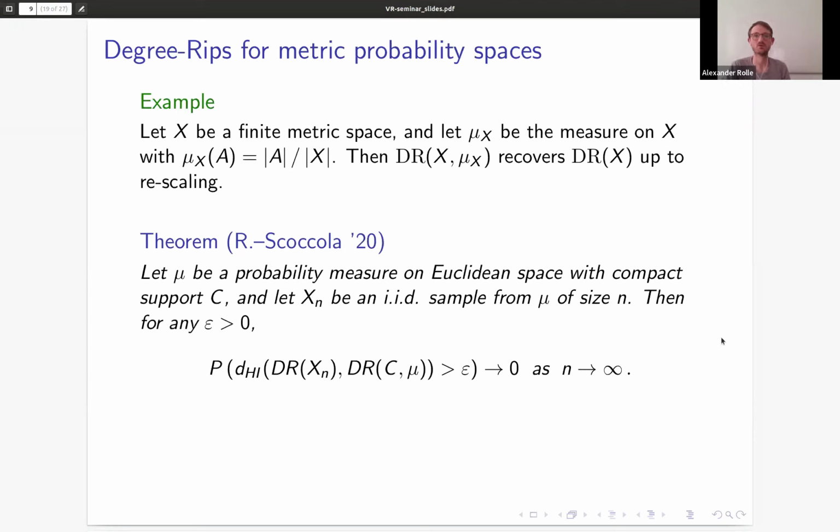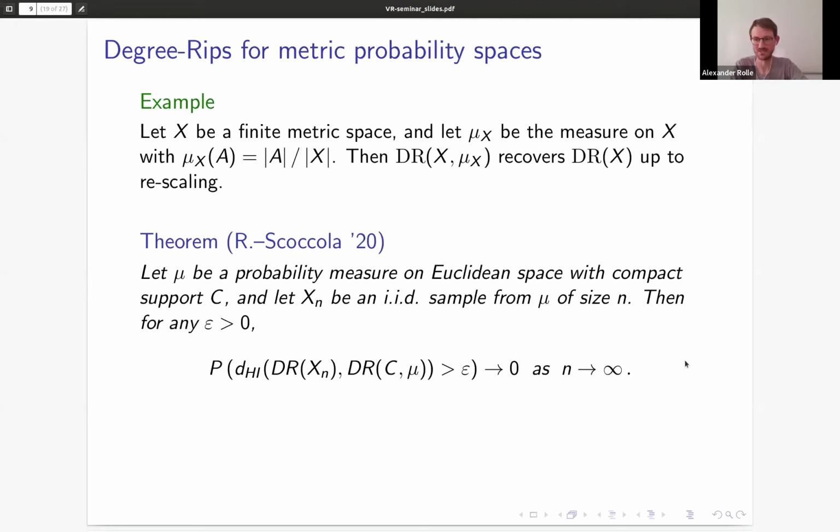And so this is one way to make precise what I said at the beginning of the talk, that the degree Rips complexes of a finite metric space reflect the underlying probability measure, in the sense that as the sample size goes to infinity, we converge to something that we compute from this underlying metric probability space. And here the notation is quite telling, in that this degree Rips depends on both C, the support of the measure, and mu, the measure itself. And it's the fact that these degree Rips complexes of the underlying metric probability space reflect both the support and the measure that makes these questions about robustness to outliers quite subtle.